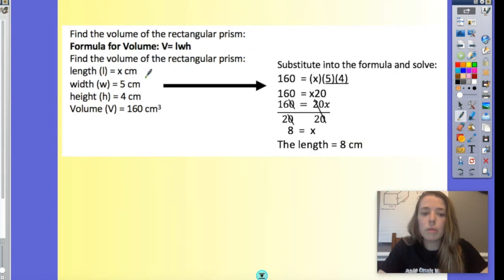What we would do is plug in what we know. So we don't know the length, that's x. The width is 5, the height is 4, and the volume is 160. So now when we substitute in, we're plugging in what we know. So we know V for volume is 160, the length is x, the width is 5, and the height is 4. So now I can multiply 5 times 4, I get 20. I bring down what I have left, x times 20. That looks weird, so I flipped it around.